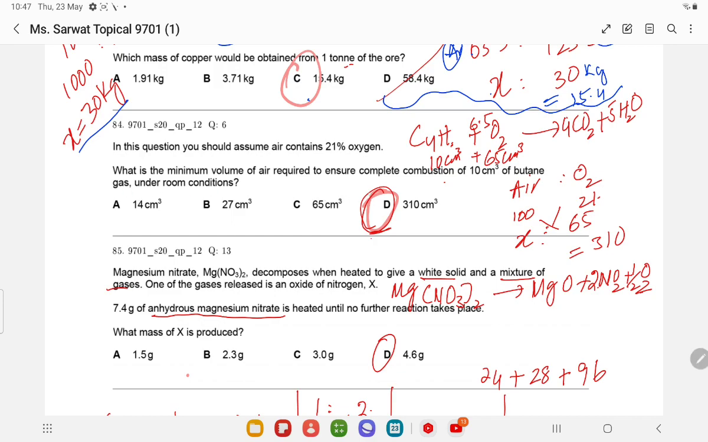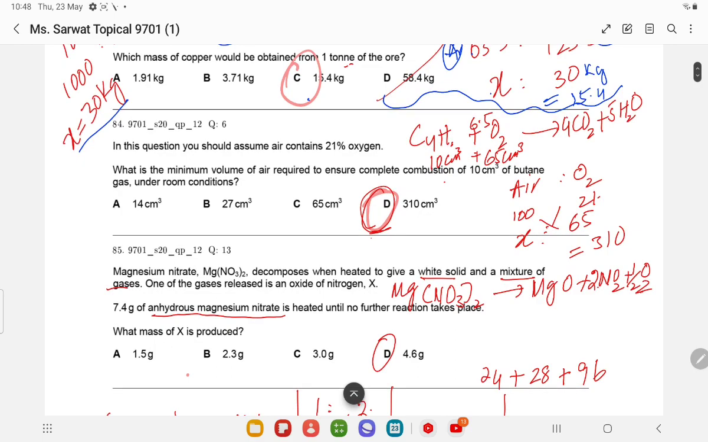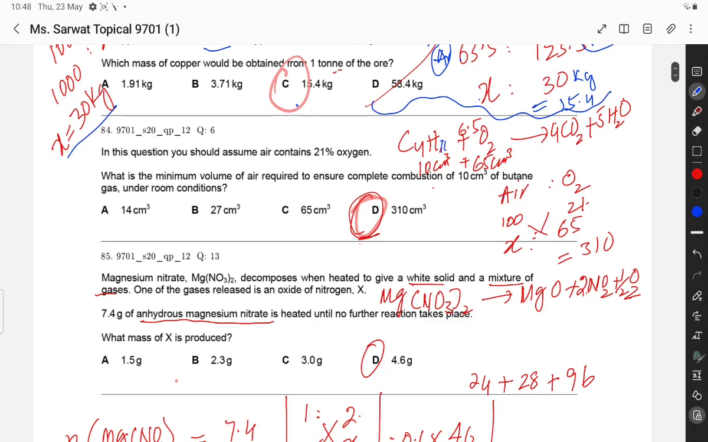What is the minimum volume of air required to ensure complete combustion of 10 centimeter cube of butane? So this is the butane, C4H10. The complete combustion of 10 centimeter cube of butane gives 65 centimeter cube of oxygen gas. Using mole ratio, we know that mole is directly proportional to the volume of gas. For 1 mole of butane, 10 centimeter cube is used, and for 6.5 moles, the volume of oxygen used is 65 centimeter cube.